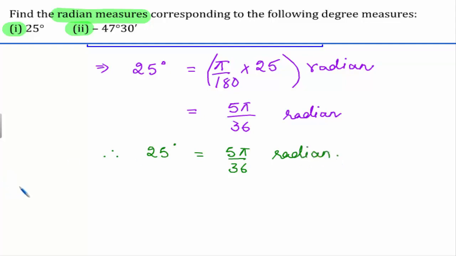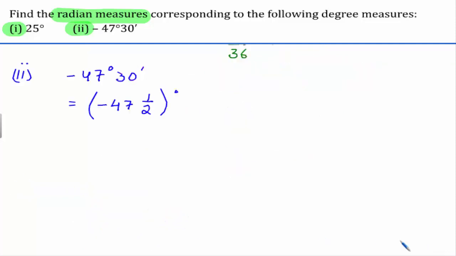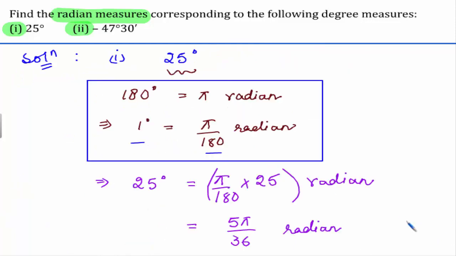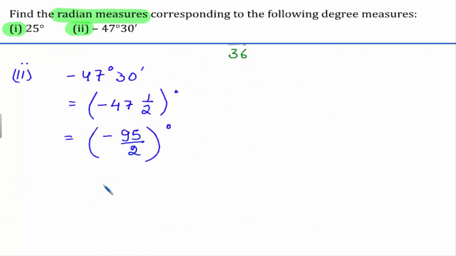Now let us proceed on to the second part. Here we have to find the radian measure of minus 47 degrees and 30 minutes, which is equal to minus 47 and half degrees. So this is equal to minus 95 divided by 2 degrees. Now as we know that 1 degree is equal to pi upon 180 radians.